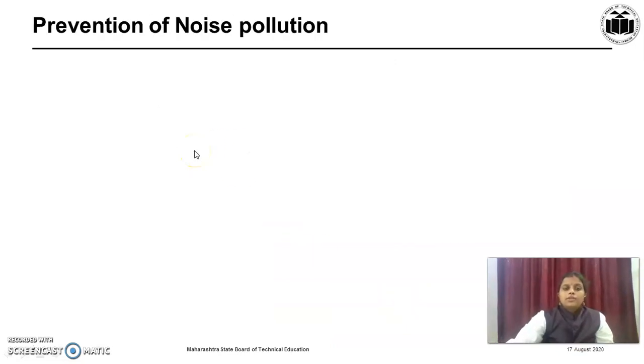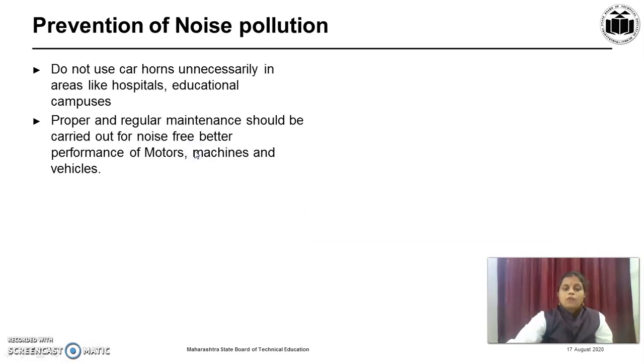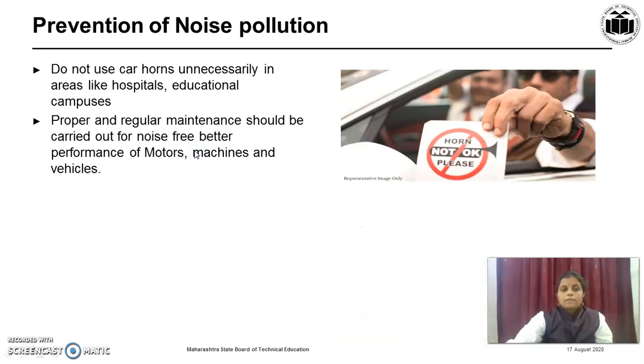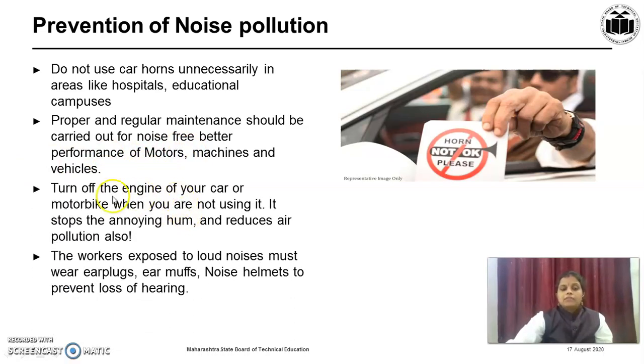Then what are the prevention measures of noise pollution? How can we control it? Do not use car horns unnecessarily in areas like hospitals and educational campuses. Proper and regular maintenance should be carried out for noise-free, better performance of motors, machines and vehicles. At the same time, turn off the engine of your car or motorbike when you are not using it. It stops the annoying hum and reduces air pollution also.